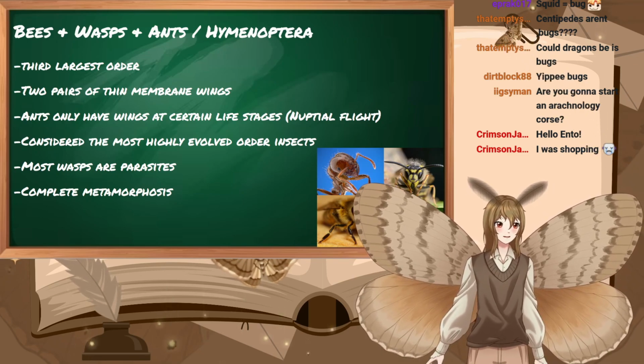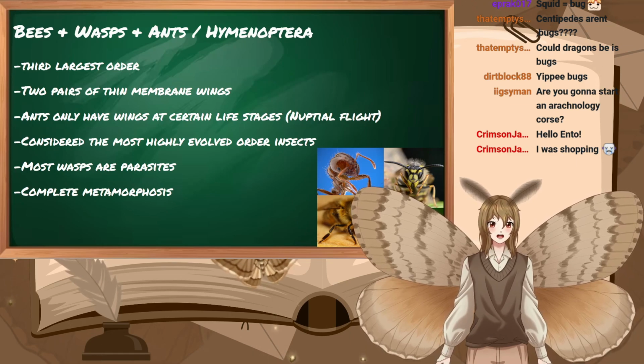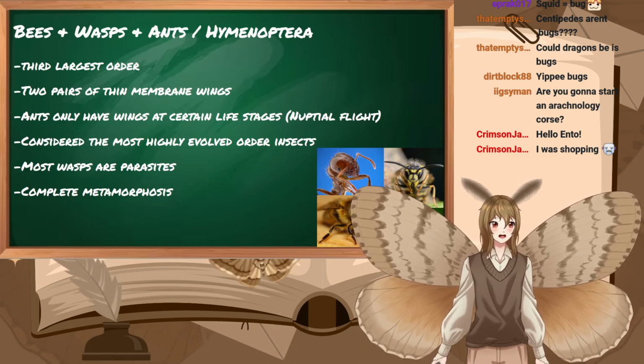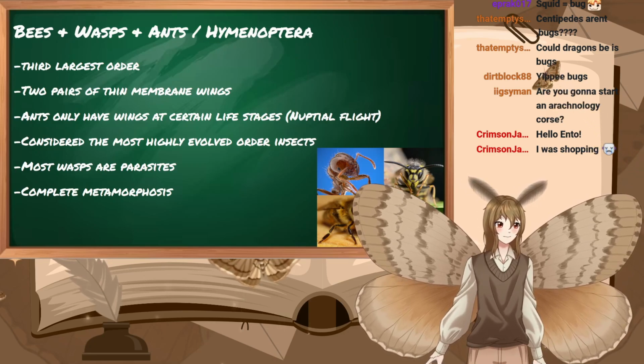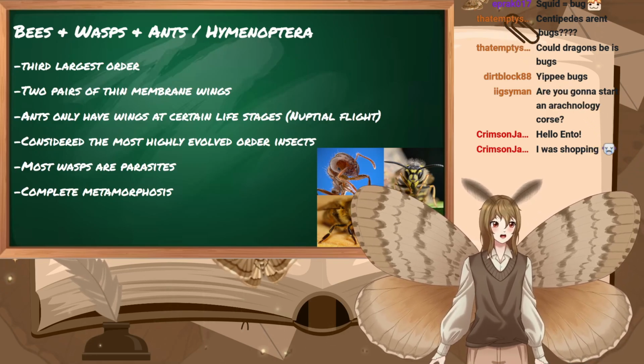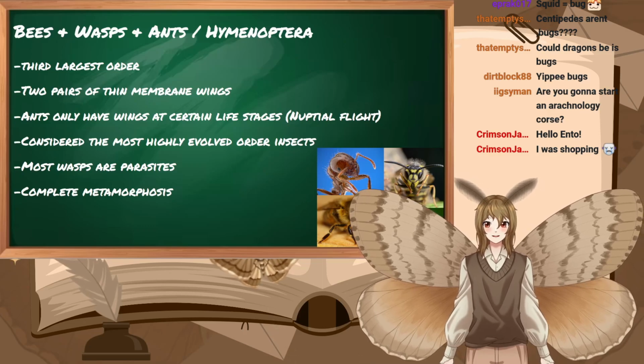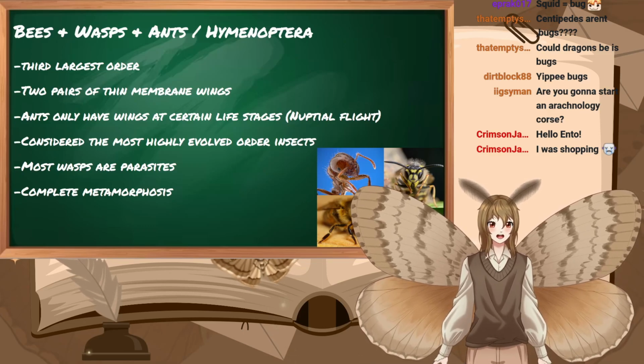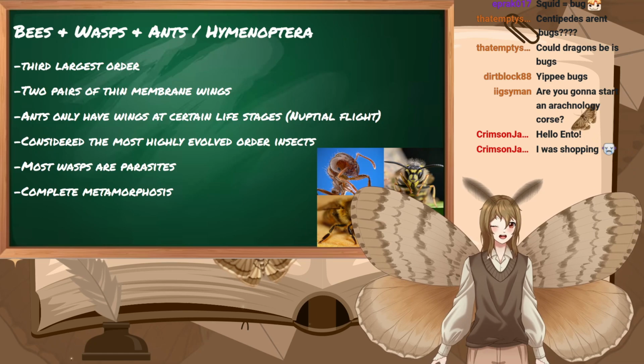This is called nuptial flight, and you can actually very often see that at the end of summer, that ants are flying around, a lot of bee queens, a lot of males. They are considered the most highly evolved order of insects, and they're also very versatile.